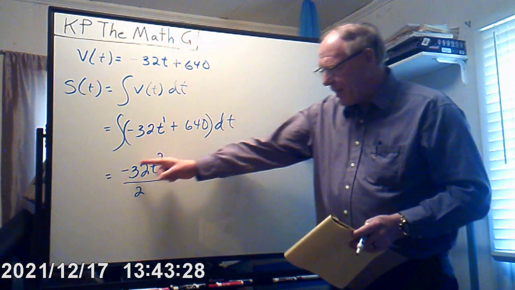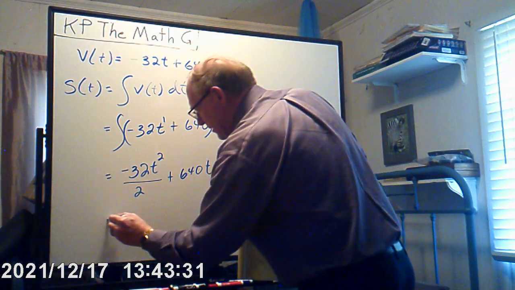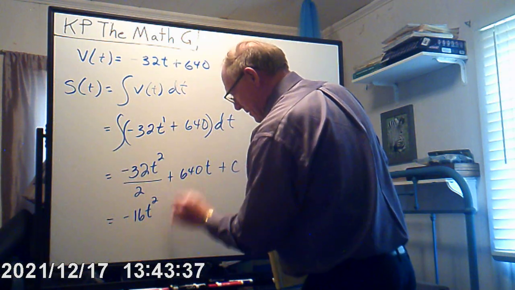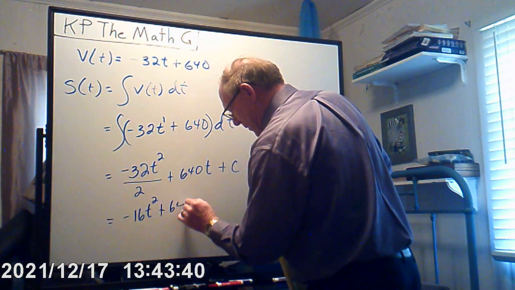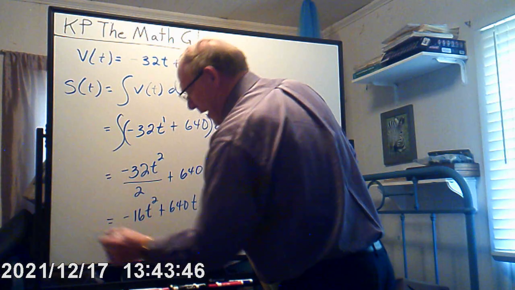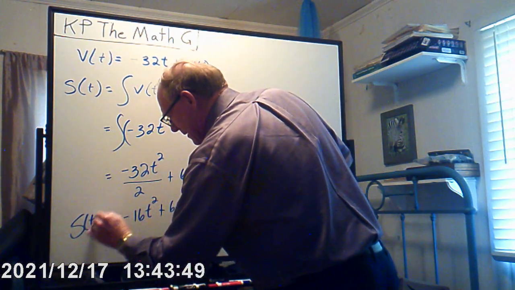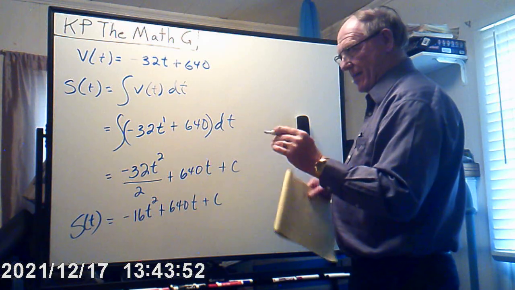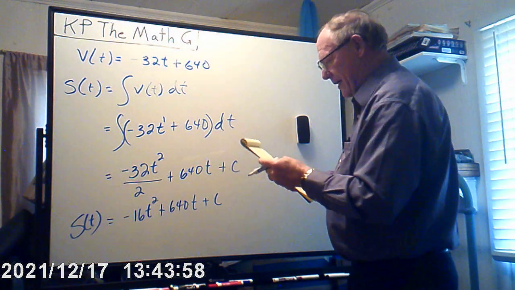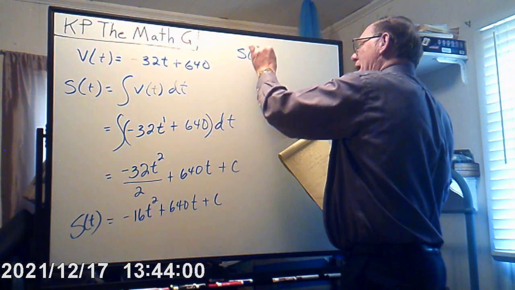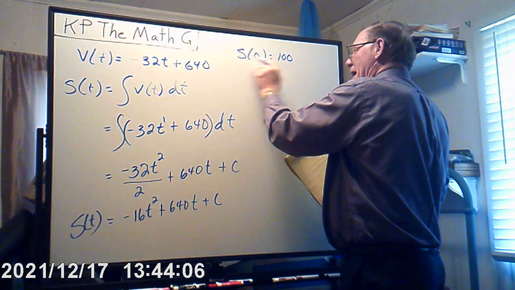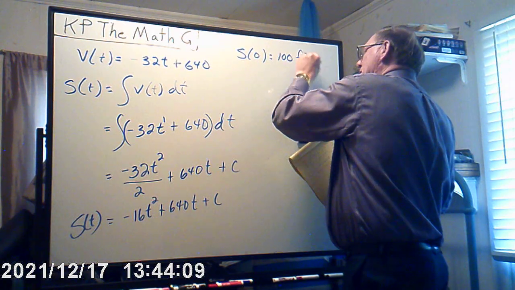Alright, and then of course negative 32 over 2 is negative 16, and that's usually what you find on this kind of equation. T squared plus 640t plus c, and this is s at t. We want to find s at 0, so let's plug that in. We know that s at 0, the initial height, is 100 feet. That's what that means, initial height is 100 feet, okay?